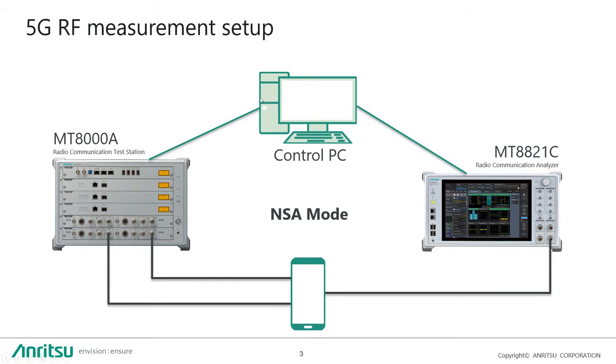Third component is a control PC, which serves as a central point of operation and measurements. And the last component in our setup is a mobile device, which is connected with two RF cables to MT8000A and one RF cable to MT8821C. That means that we will have SISO connection in LTE technology and 2x2 MIMO in downlink for 5G NR.